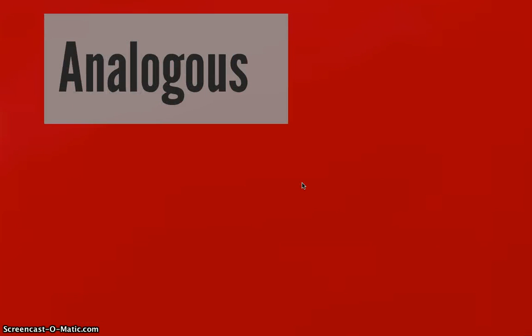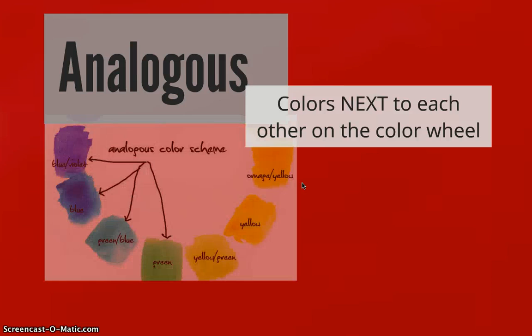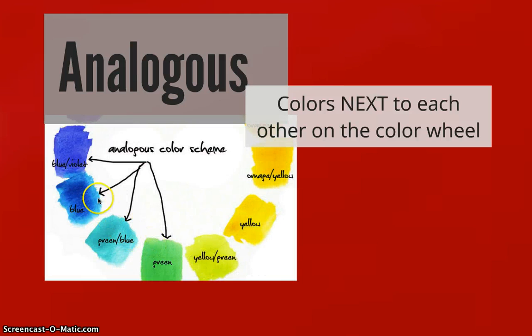Now, analogous is the hardest one to remember. They are the colors that are next to each other on the color wheel. So if you have blue and green and bluey purple, those are the colors that are next to each other on the color wheel.